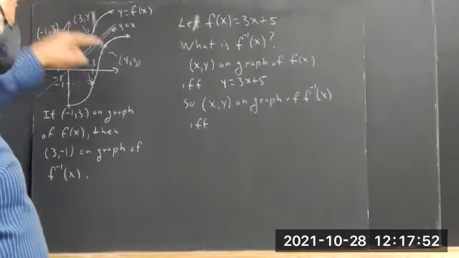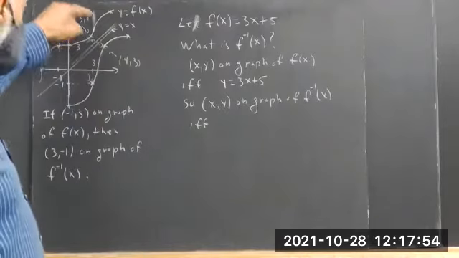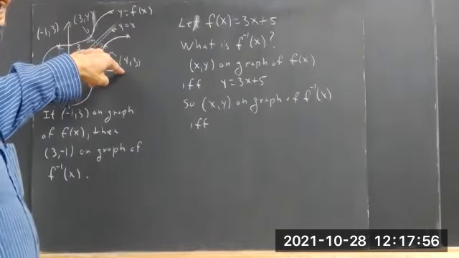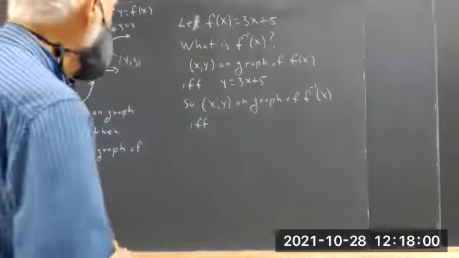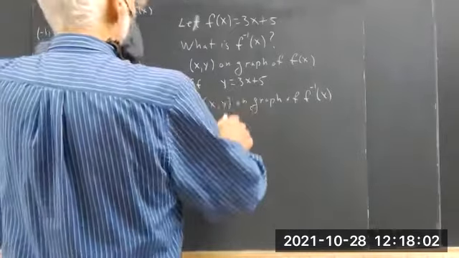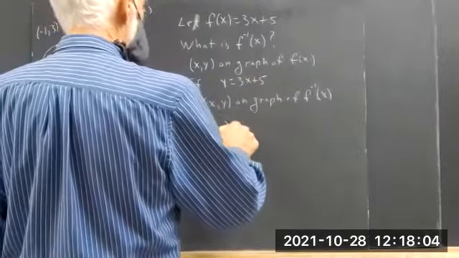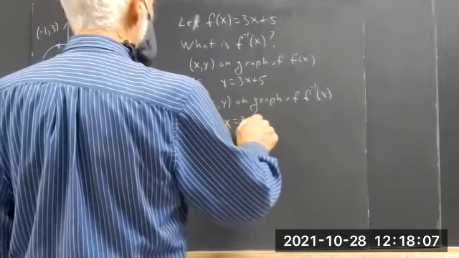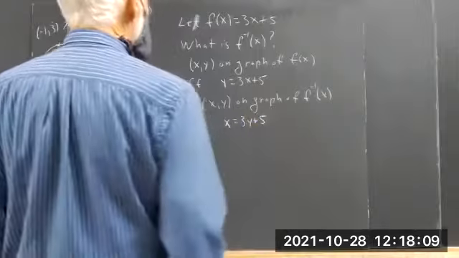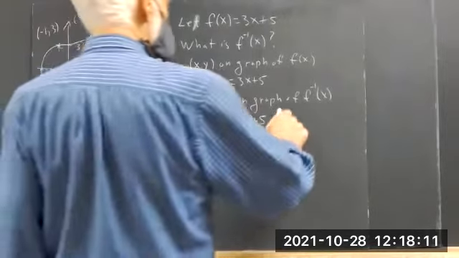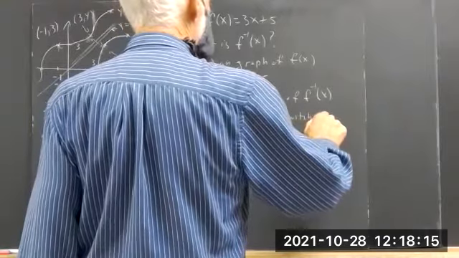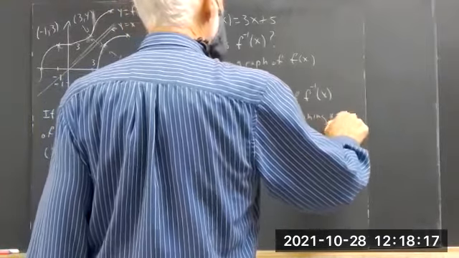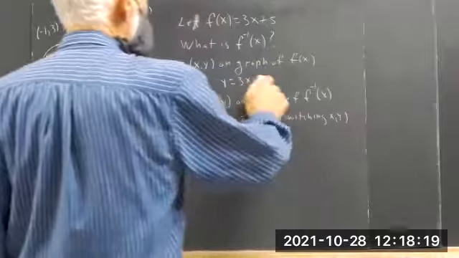Your X coordinate up here becomes your Y coordinate, and your Y coordinate becomes your X coordinate. Go back to what we did with the table. We switched the X and the Y coordinates. So instead of Y equals 3X plus 5, we get X equals 3Y plus 5. And that comes from switching X and Y.